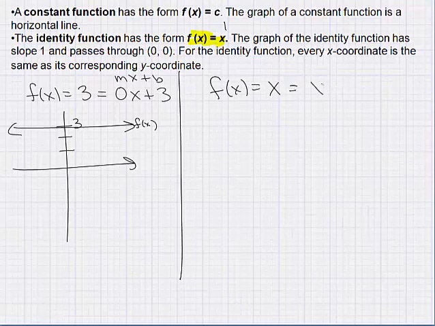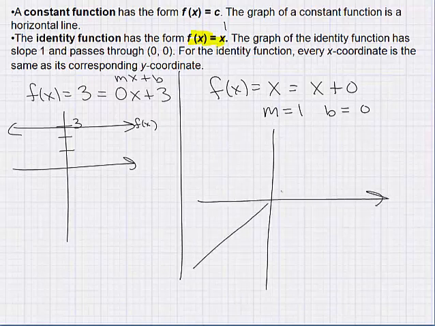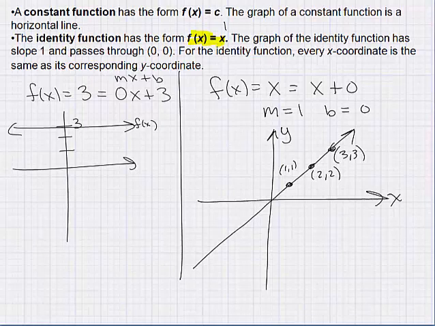this is the same thing as x plus 0. You can think of it as, okay, the slope is 1 and the y-intercept is 0. If I go to draw this, the simplest idea is that it's this 45-degree line that cuts the x, y plane in half diagonally. Every point on this line has the same x and y coordinates, so like 1, 1, 2, 2, 3, 3.